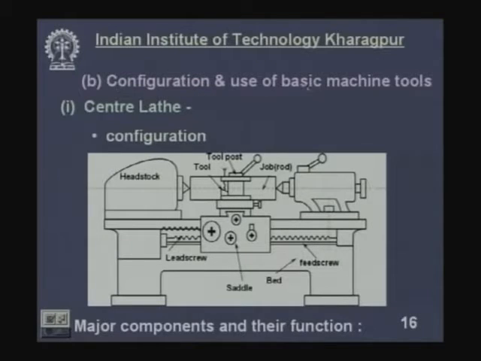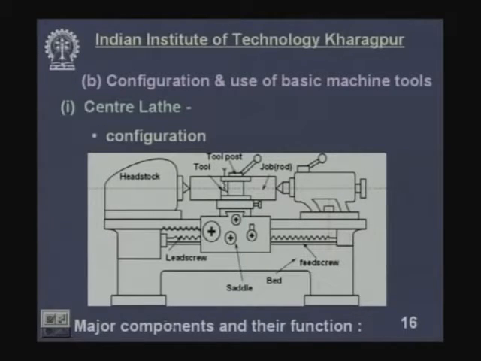Now, come to configuration and use of some basic machine tools. There are 100 types of machine tools or 1000 types, but now we are talking about basic machine tools. So, the center lathe, again lathes are of maybe 24 types, we are talking about the center lathe, which is most common, and this is the configuration of a center lathe.